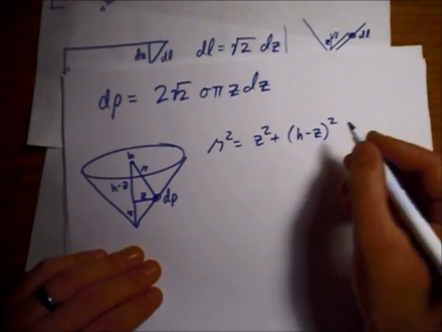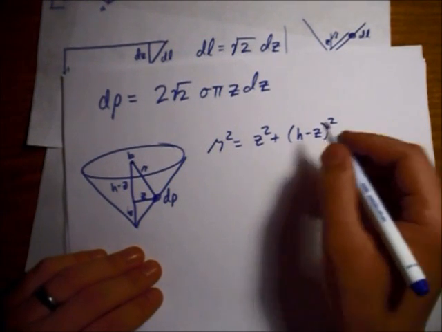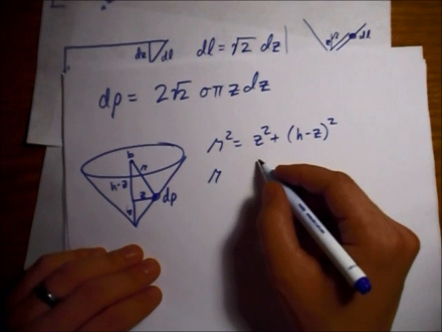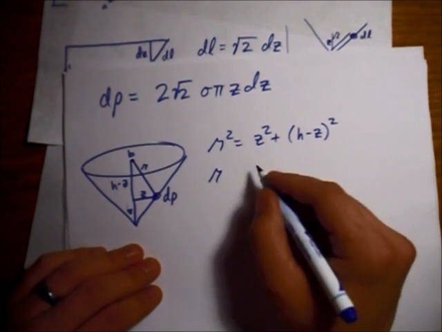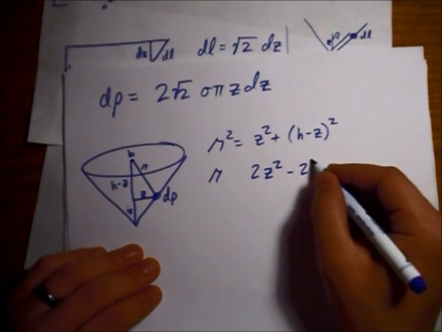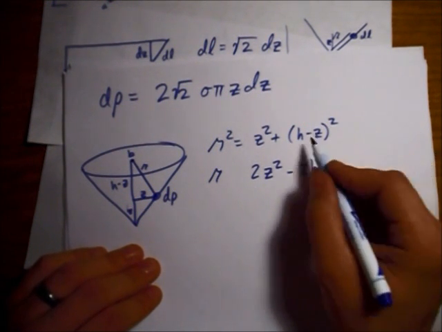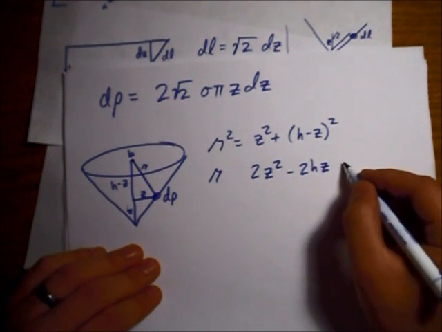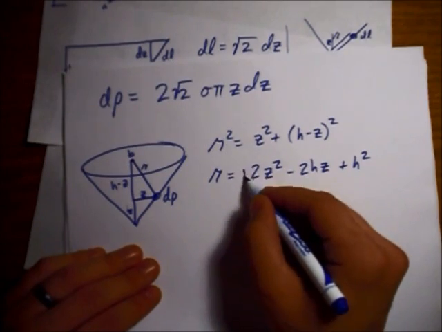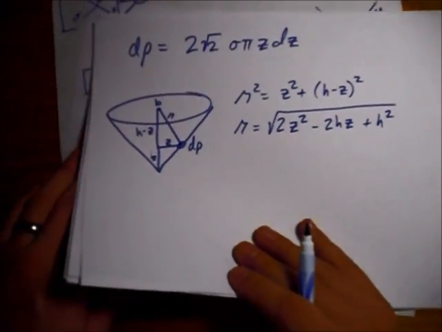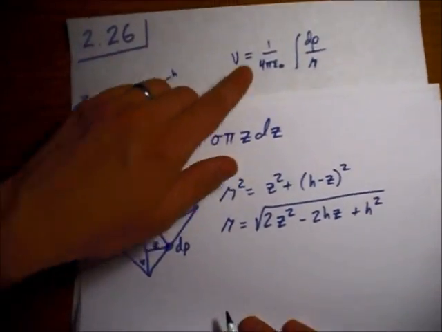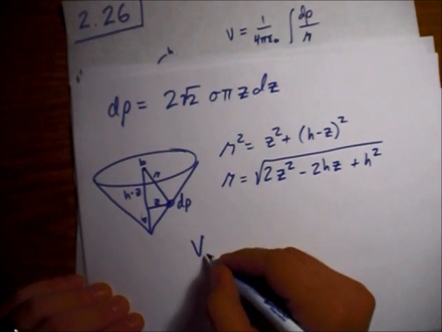So multiplying this out, let's see what we get. We'll get a 2z squared minus 2hz, and then we have a plus h squared. Okay, and I'm going to put this under a square root. So now, just to solve for our cursive R, let's write our integral again. This time we've got VB.